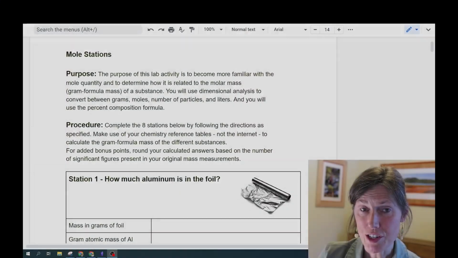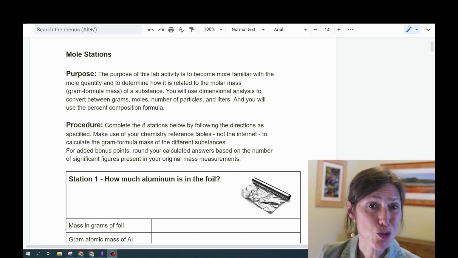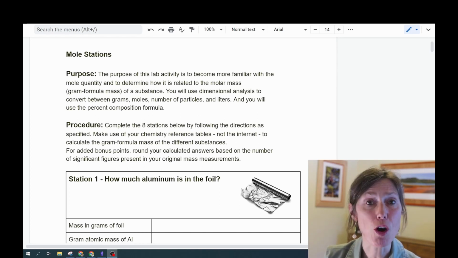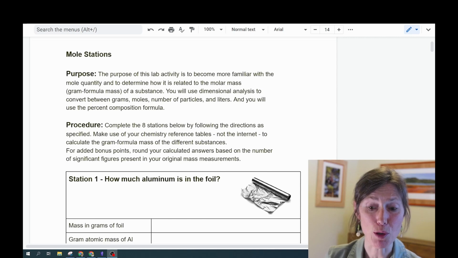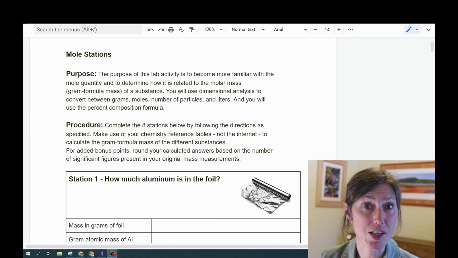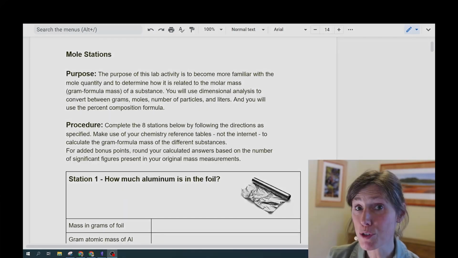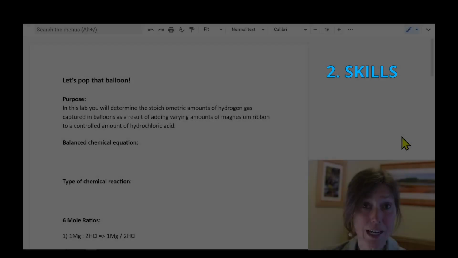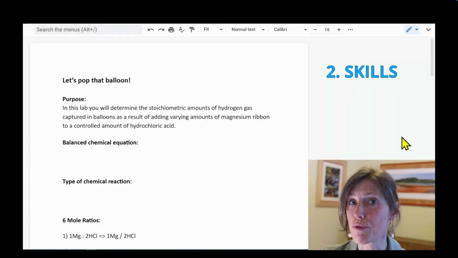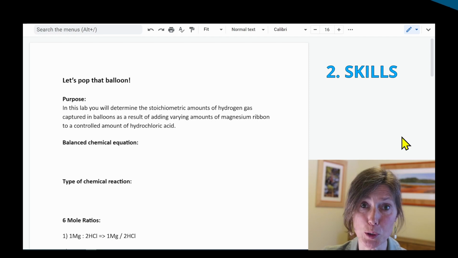This mole stations lab probably takes about 2 cells to complete, and then you finish that knowledge component of getting into the flow state. That brings us to our second flow component, skills. The Next Generation Science Standards refers to those as the cross-cutting concepts, how students think. This second lab is meant to provide students these skills. It's titled, Let's Pop That Balloon.